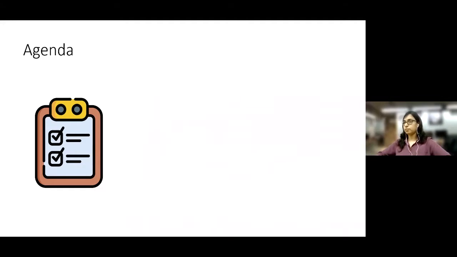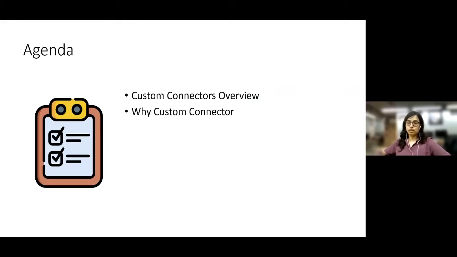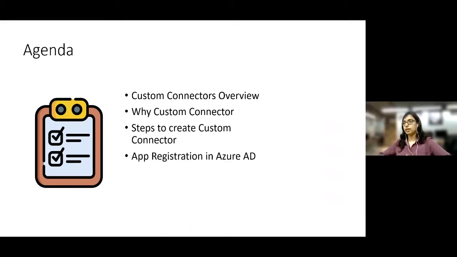Today's agenda. So we'll take an overview of what custom connectors are. Then why custom connectors are needed. So we'll understand that. Then we'll review the high level steps in order to create custom connectors. Then as we are using Graph API in the demo of this session, I'll show you how to do app registrations for Graph API in Azure AD that we'll use in our demo. Then we'll do a live, build from the scratch custom connector demo in Power Automate.